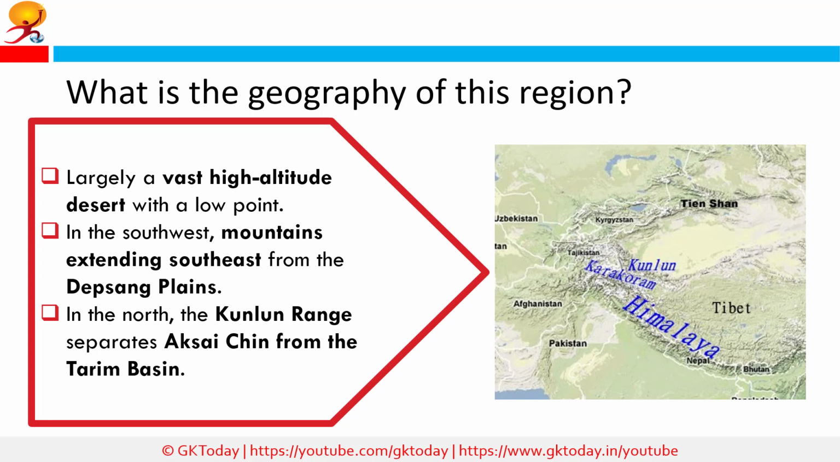Aksai Chin covers an area of about 37,244 square kilometers. The area is largely a vast high altitude desert with a low point on the Karakash River at about 4,300 meters above sea level. In the southwest are mountains up to 7,000 meters, extending southwest from the Depsang Plains, from the de facto border line of actual control between Aksai Chin and Jammu and Kashmir.